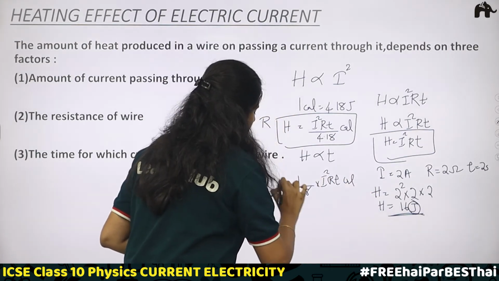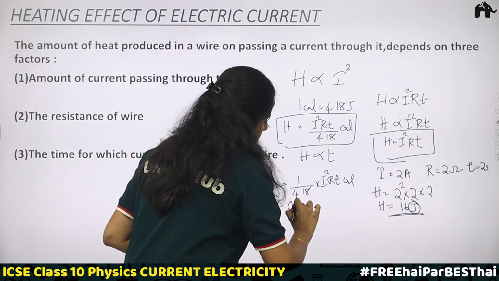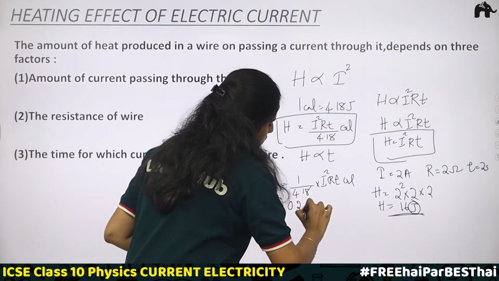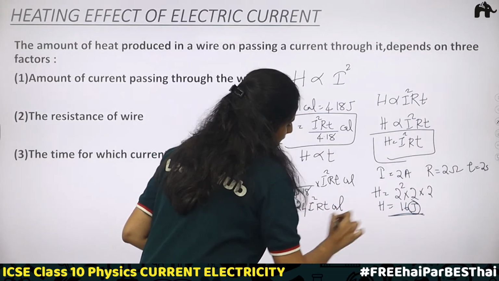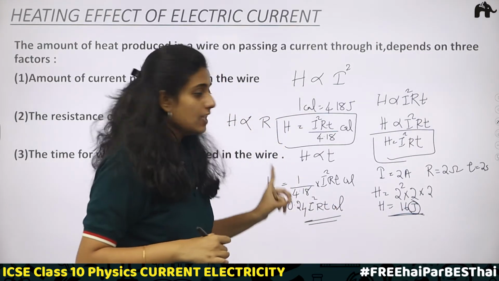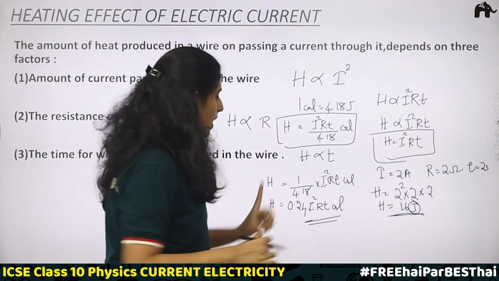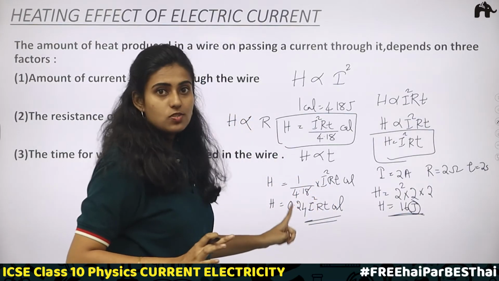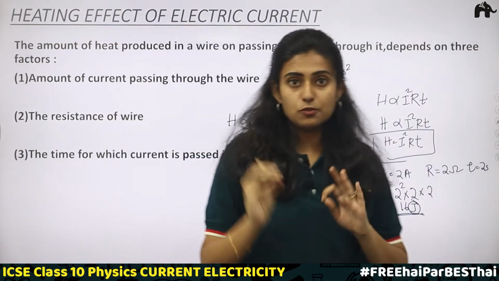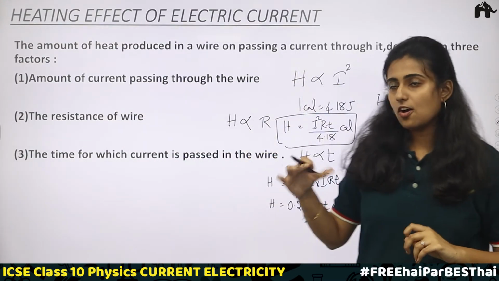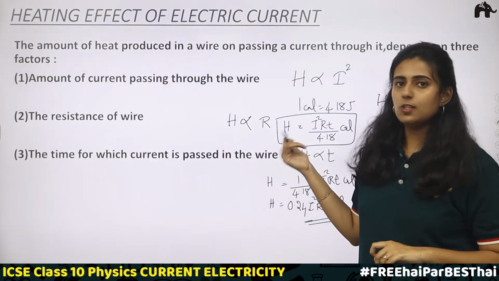If you calculate this, then heat energy will be equal to 0.24 I square RT calories. So you will get the heat energy in calories by multiplying I square RT with the value 0.24, if in the question they are asking you to find the heat energy in calories. Or else you can just write the heat energy that you get in joules.